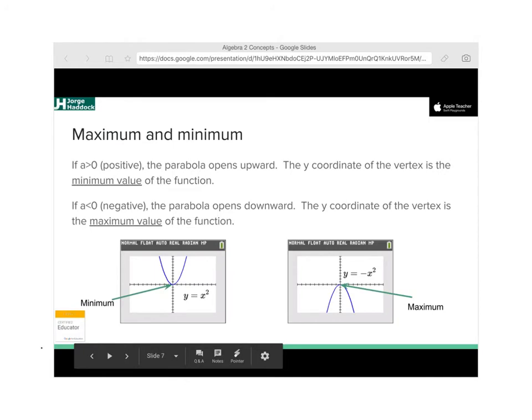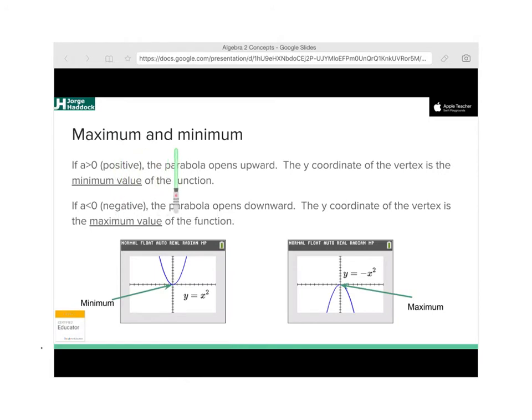The maximum and minimum values we're going to see a little bit later on the graph so you can see it better. But if the a value is positive, the parabola is going to open up, something similar to this one. It means that the function is going to have a minimum value, and that y equals whatever is on the vertex. And if the a is negative, that graph is going to open down, like this one. This value right there is going to be the maximum value of that function.